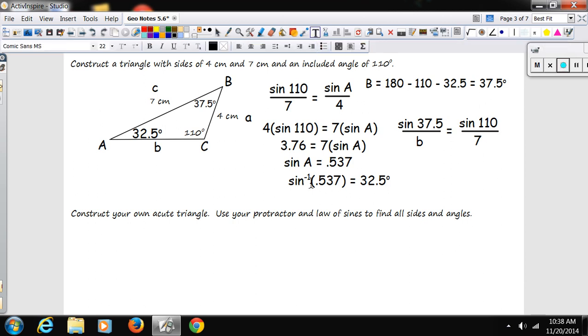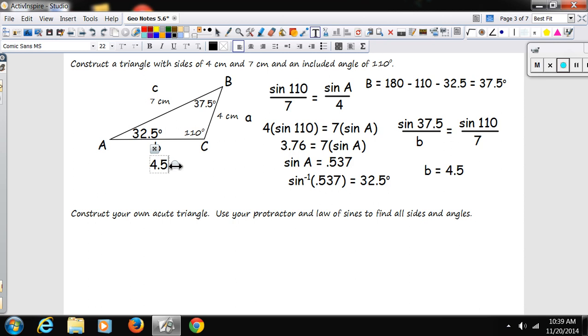Now I'm not going to show all the work again. I'm just going to do it in my calculator. What two numbers do I multiply in my calculator first? 7 times sine of 37.5. And what do I do to that answer? Divide it by whatever's next to the variable, right? So it's going to be divided by the sine of 110, and you get 4.5 when you round it off. So that's going to be B right here, 4.5.